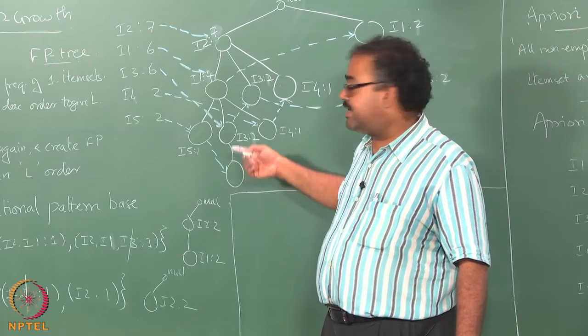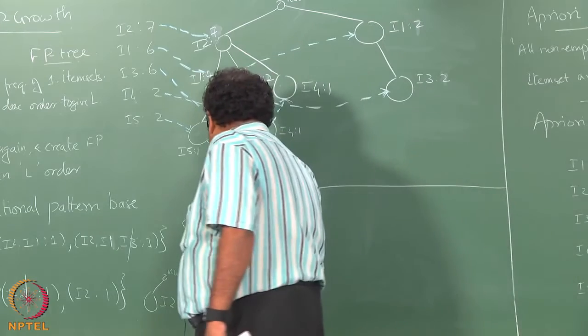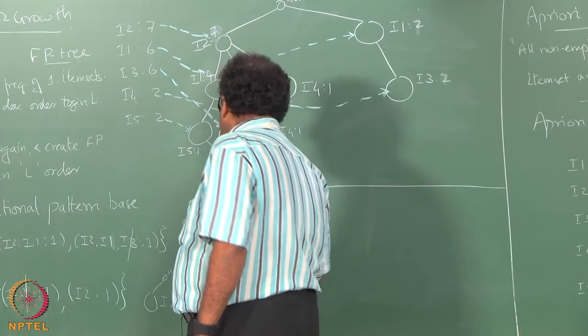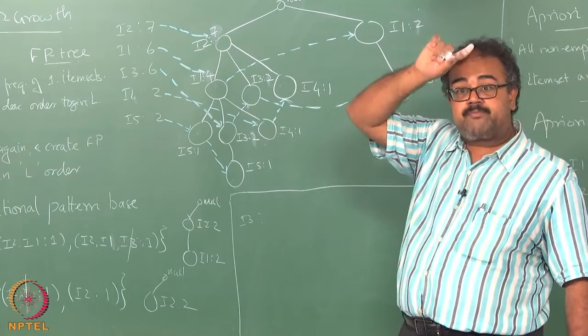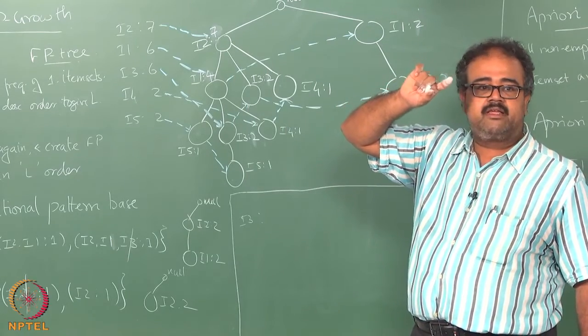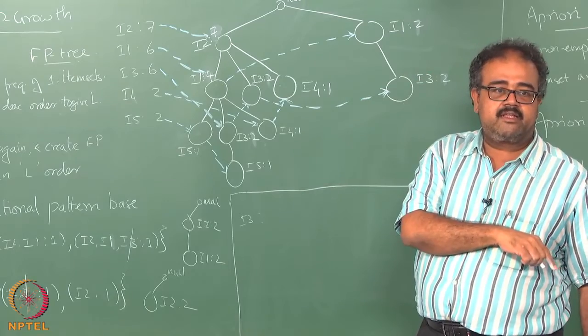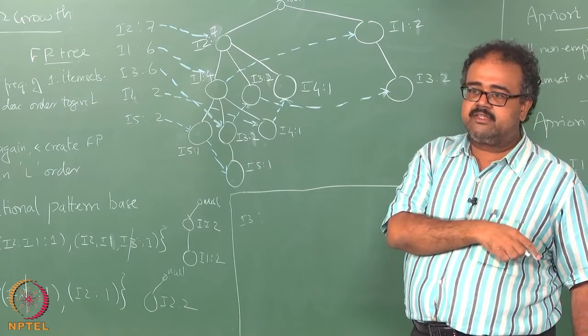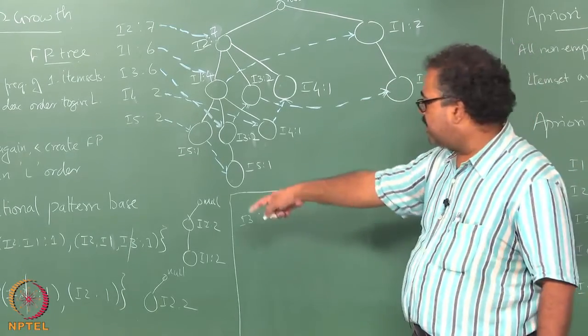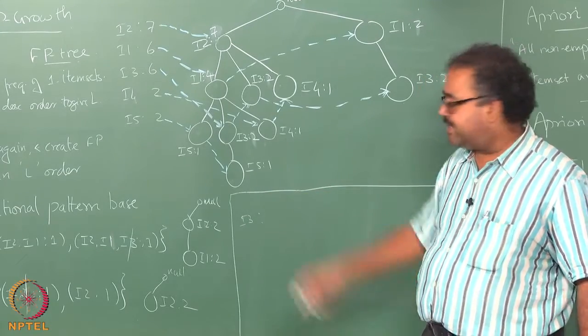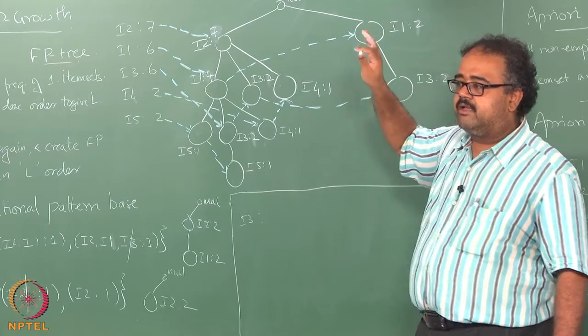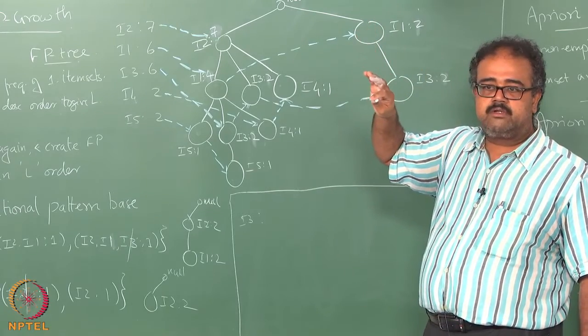So when I go to I3 and I am constructing the conditional pattern base for I3, I only have to look at the prefix above I3, not what comes after I3. If there was anything, it should have been captured already. If it hasn't been captured, I do not have to worry about it. And that is why we go from I5 to I2 in this case.